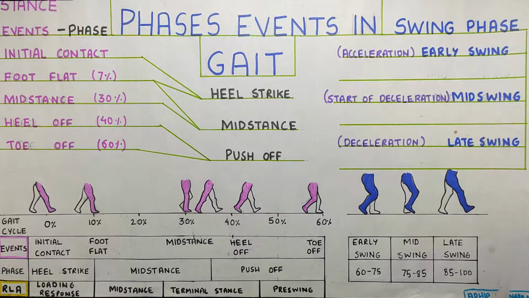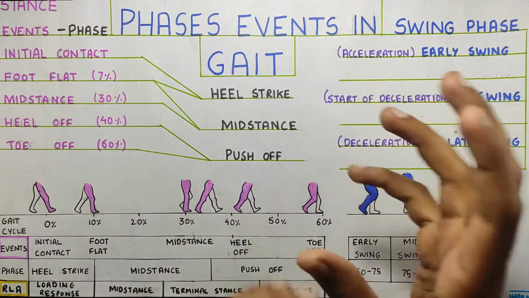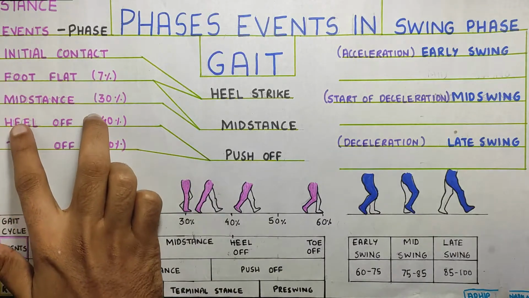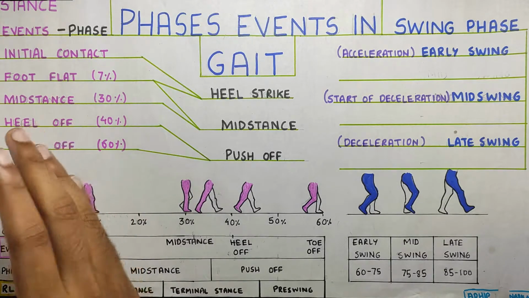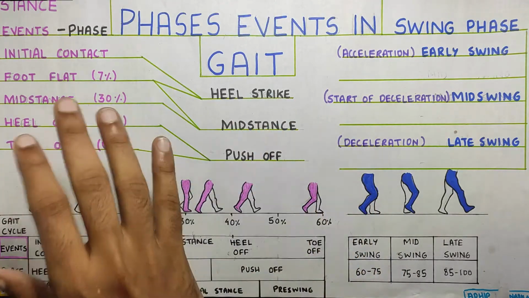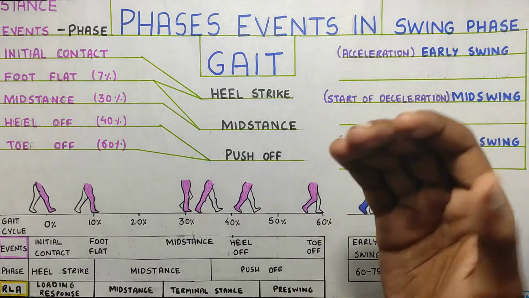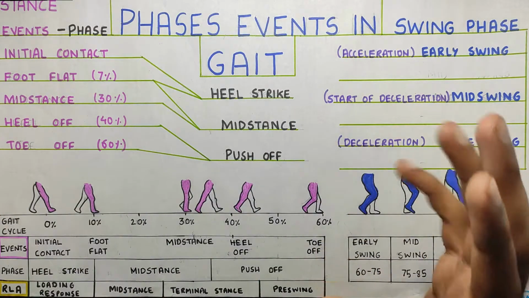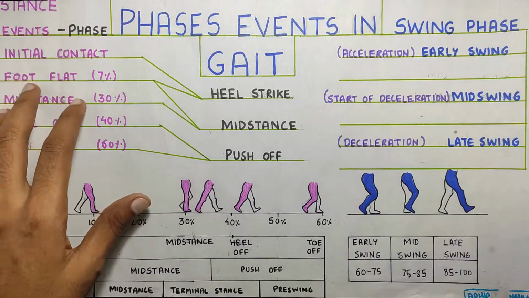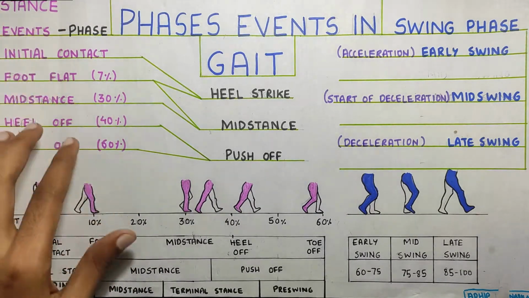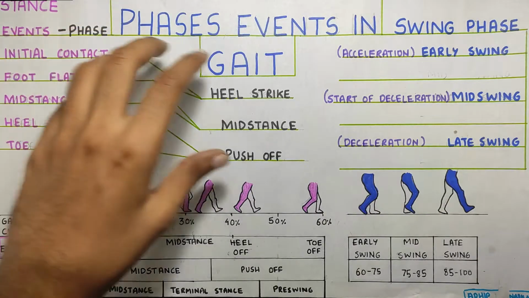In this video, we are going to cover the phases and events that occur in gait. We are going to step by step take each event that happens in gait, and then we will correlate them to the phases. There will be two phases, right? The stance phase and the swing phase, and under that there will be the sub phases which we will be looking at. Okay, so let's start with the topic. First, in stance phase, there are events that occur, and these events will be categorized into sub phases.